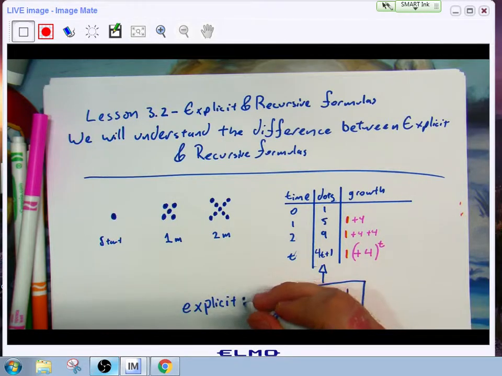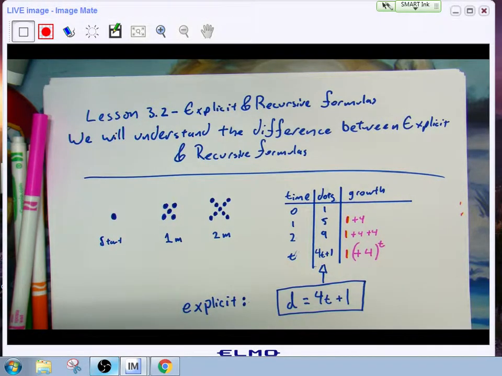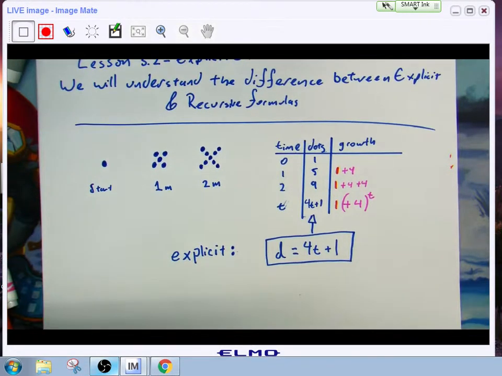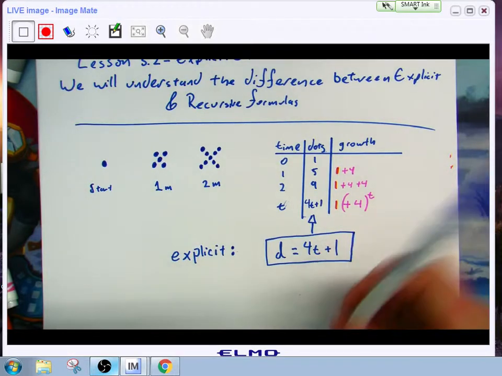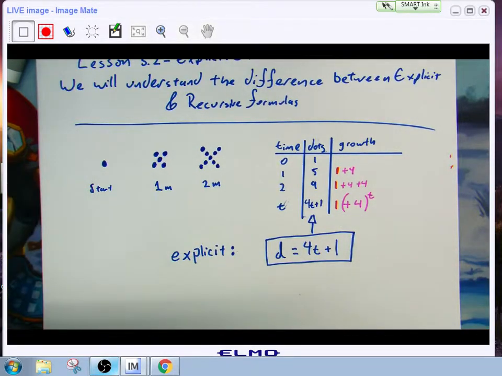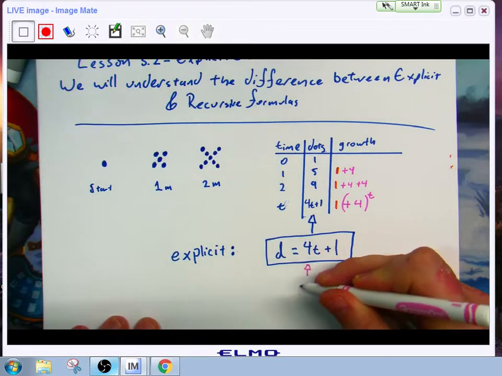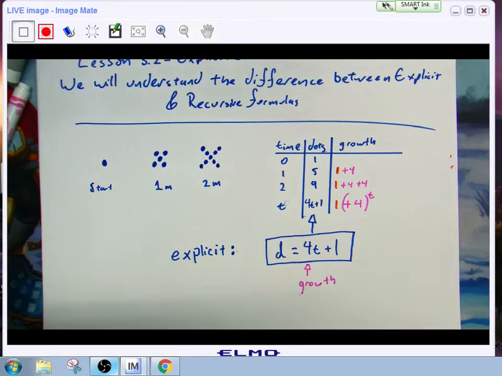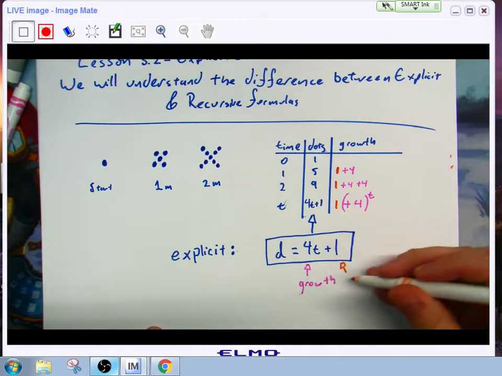Now, explicit means it tells you everything. That's what explicit means. That's why we talk about explicit lyrics for music. It's because they don't censor themselves. They say all the words, whether or not you should hear them or not. Well, similarly, an explicit formula tells us all the information we need to know. It says everything. We know the growth, right? We know that the 4 is our growth. And we know that the 1 is our starting amount.